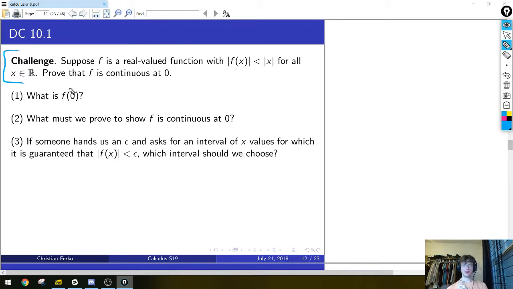So the easiest one, I guess, the first question: I claim that this bound, that the absolute value of f of x is always less than or equal to the absolute value of x, uniquely determines the value at f of 0. I claim that if this is true, then f of 0 can only be one thing. What is that one thing?